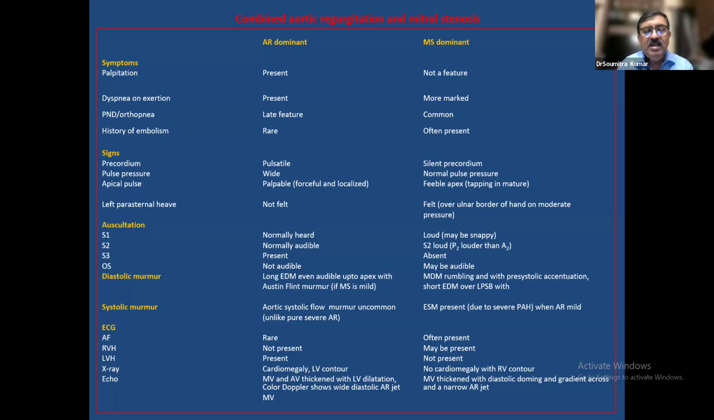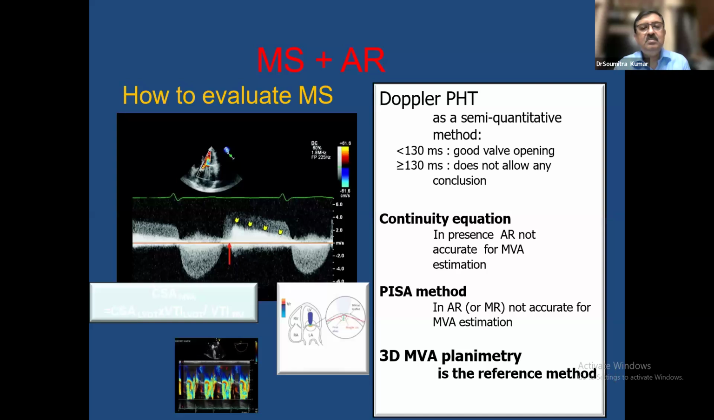better heard in the second intercostal space. MS murmur, as you know, is a highly localized murmur. Systolic murmur: we can get an ejection systolic murmur in MS because of severe PAH, but in AR, even in the absence of AS, we can get an aortic systolic flow murmur. So these have to be remembered.